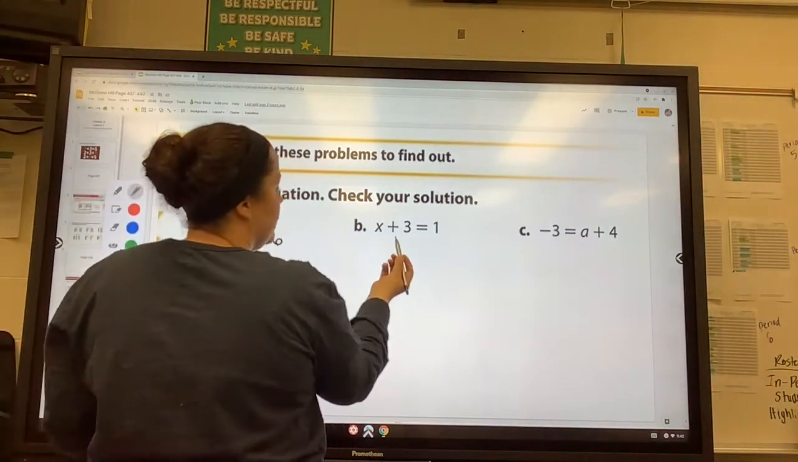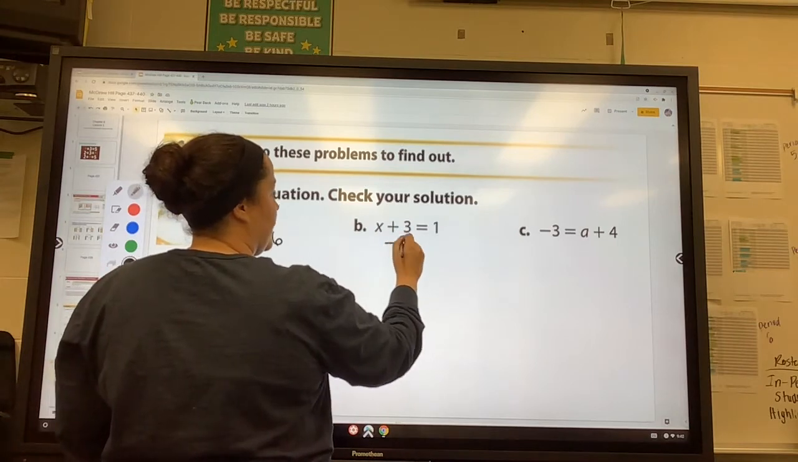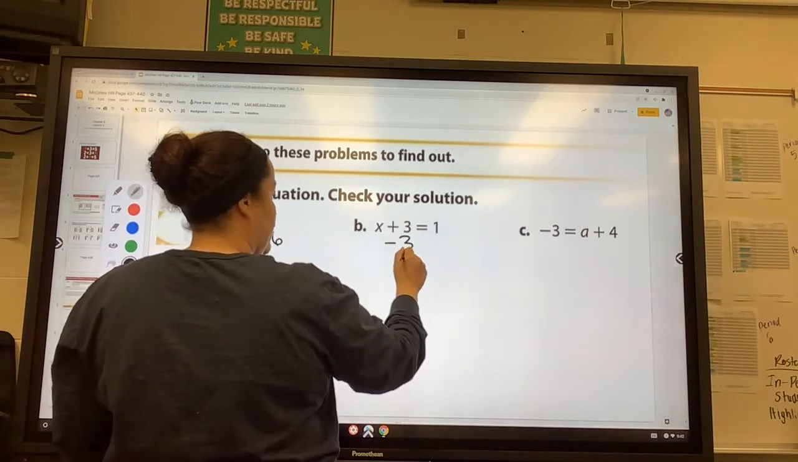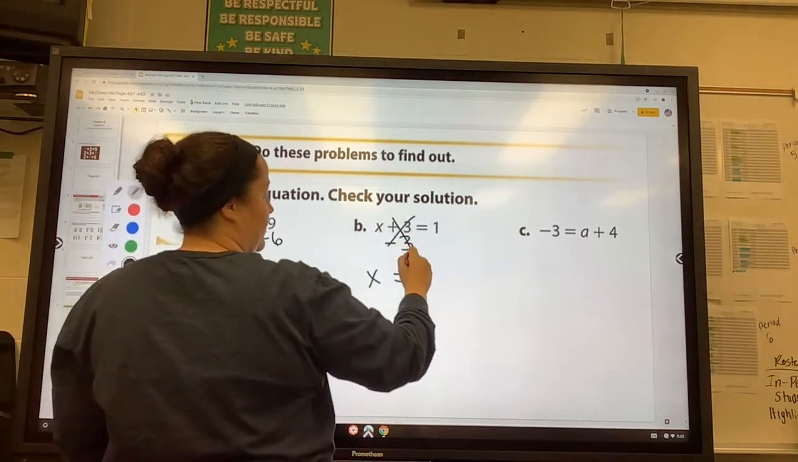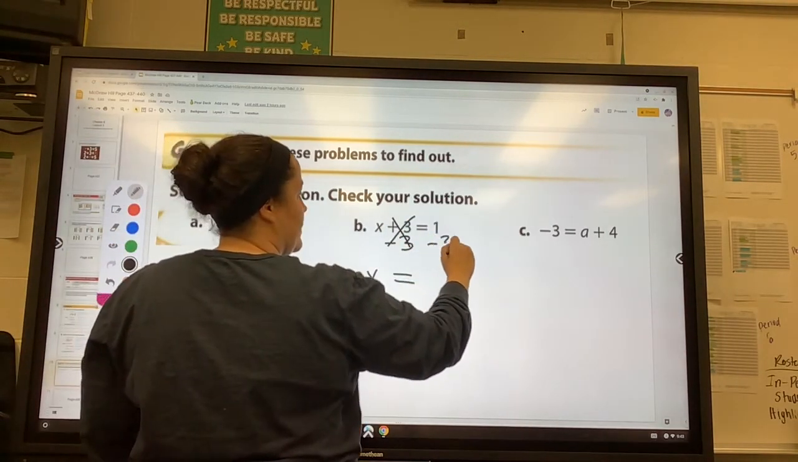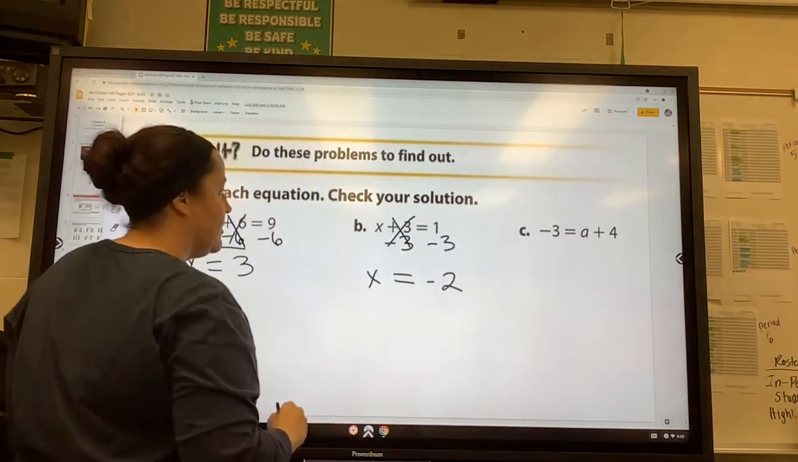Same thing over here. If you want to get x by itself, you have to subtract what's on this side, x minus 3. So that would just be x on this side. Those would cancel out. And whatever you do to this side, you have to do to this side. 1 minus 3 equals negative 2.